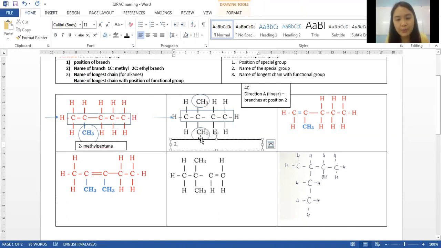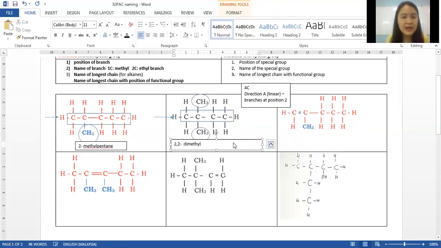Now how about branch 2? Branch 2 is also attached to carbon number 2, so the position is also 2. Next, what is the name of my branch? Branch 1 has 1 carbon, so it is a methyl branch. Branch 2 also has 1 carbon, so it is also a methyl branch. Therefore, I have methyl branches, and I have 2 of them: dimethyl. Remember, this is not an ethyl branch, because each branch has only 1 carbon.